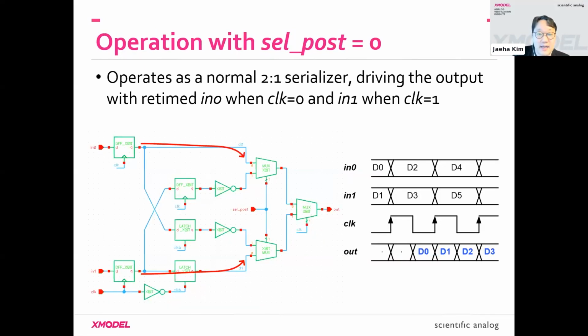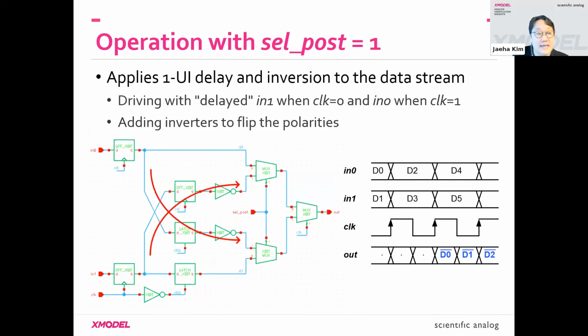How does it work? When the control bit is 0, it will select the path highlighted in red here, which is basically a 2-to-1 serializer that I mentioned before. But when that control bit is 1, it will select a different path, which inserts one additional flip-flop or latch that will cause a 1 UI delay. And then these set of inverters will do extra inversion. That way, the final output will be D[n-1] inverted.